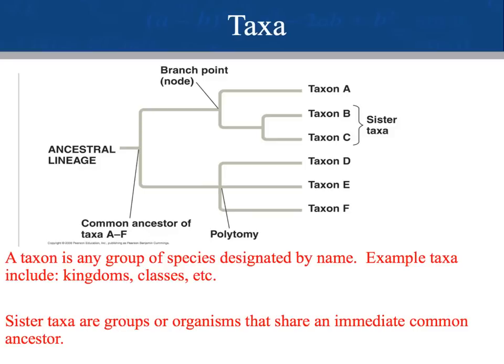There is a term called sister taxa, which is illustrated by these two right here that I'm boxing off for you. And sister taxa are groups of organisms that share an immediate common ancestor. So if we follow their lineage from this one and then that one, you can see that they both branch off from the same point right here. And they would have shared common ancestry via whatever organism this originally was.